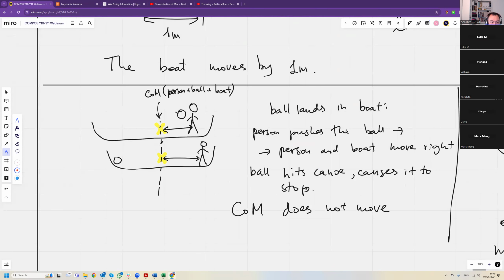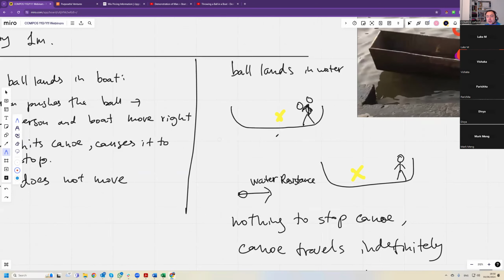In here, the center of mass does not move because there are no external forces. The center of mass does not shift. So the man, ball, and boat are in this position. When they land, the center of mass stays where it is. Sorry. So the man and boat move to the right, the ball moves to the left, but the center of mass stays where it is.